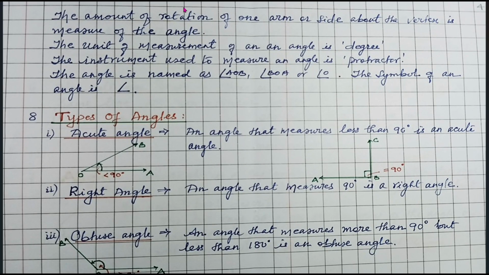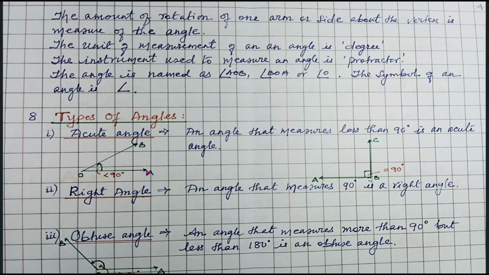Remember that. The amount of rotation of one arm or side about the vertex is the measure of the angle. So if the arm OB is rotated from OA, it takes a new position, and that will decide the angle. The unit of measurement of an angle is degrees. The instrument used to measure an angle is called a protractor. It is always found in the compass box.